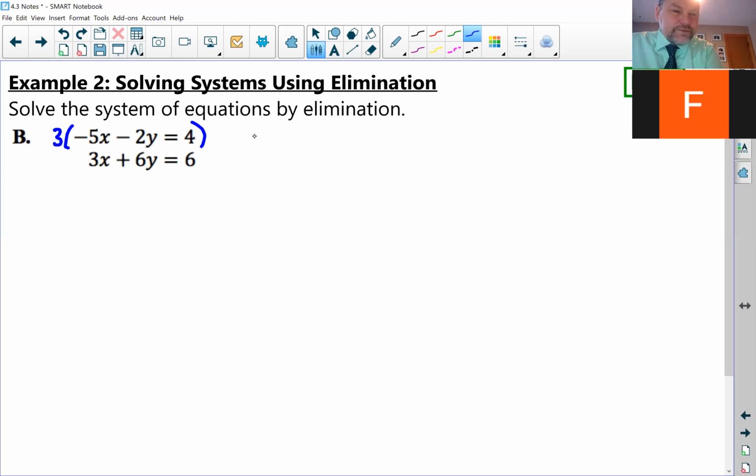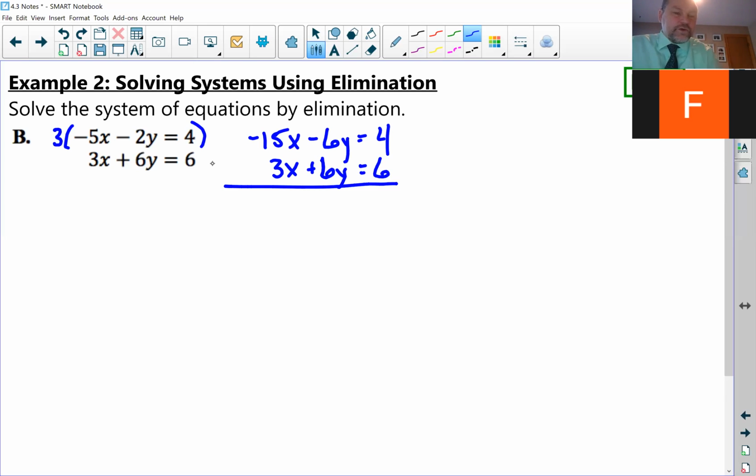Multiply everything by 3. So I get minus 15x minus 6y equals 4. And the second equation, I just leave the same. And then I'm going to add. So negative 15x plus 3x, that's negative 12x. Minus 6y plus 6y is 0, that's eliminated.